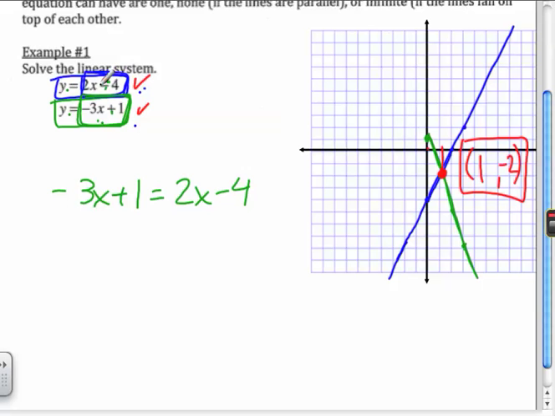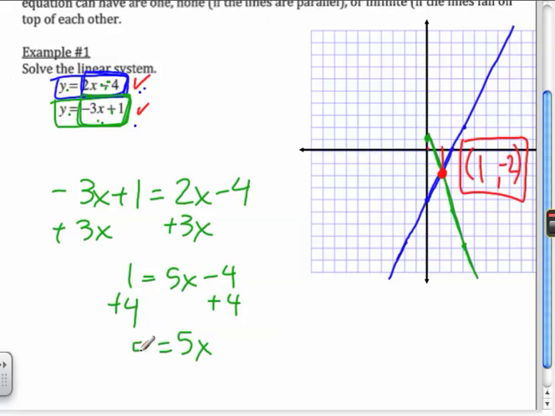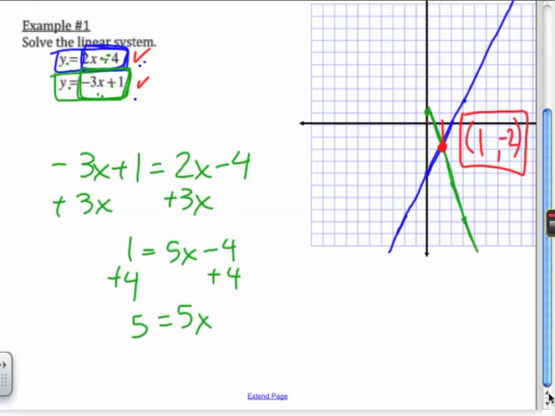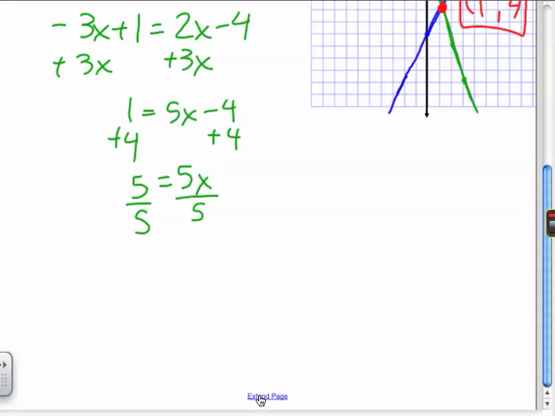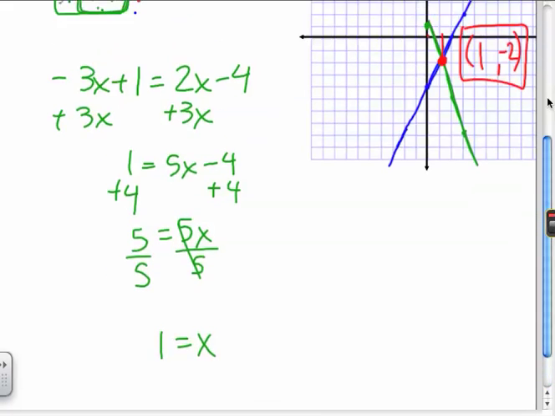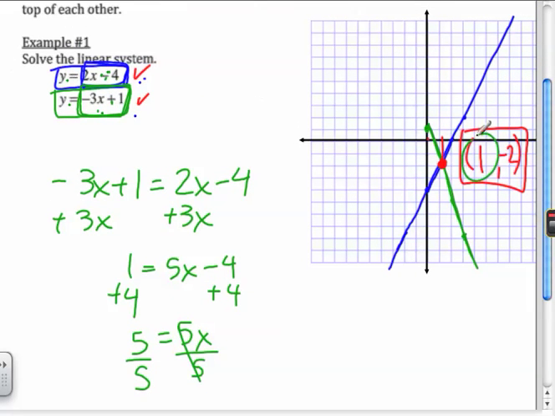Good. Now, since I've set these two things up as equal, I'm going to add 3x to both sides. And I'm going to get 1 is equal to 5x minus 4. I'm going to add 4 to both sides. And I'm going to get that 5x is equal to 5. Okay. I know I'm getting close to the end. Divide both sides by 5. And x equals 1. Wait a minute. That's what we got from the graph. x equaled 1. I'm going to show you how to get y in the next video.